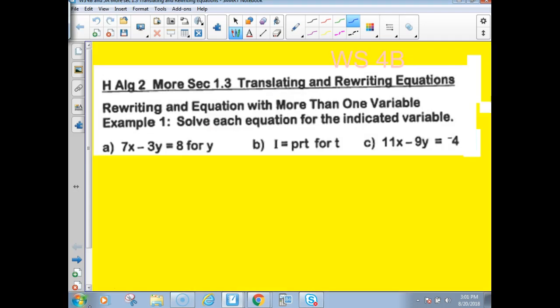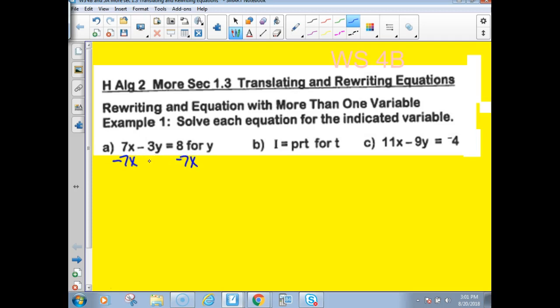Okay, on 4b, we're going to be solving for equations with more than one variable, and then we're going to do some substituting after we do that. This is again on worksheet 4b. It says solve each equation for the indicated variable. We're going to solve for y, which means we're going to isolate the y. So the first step would be subtract 7x from both sides.